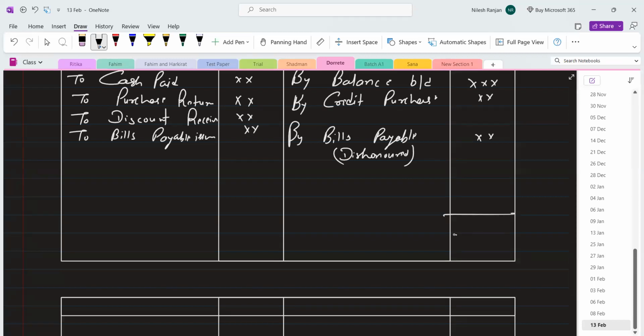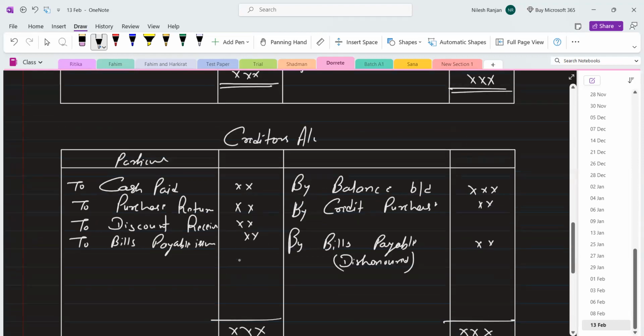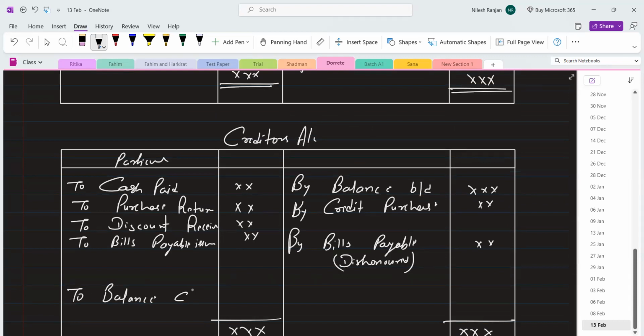After writing all these, you will write total and calculate balance. Generally, these three pieces of information can be calculated with the help of the creditors account: closing balance, opening balance, and credit purchase. These three can be calculated through the creditors account.